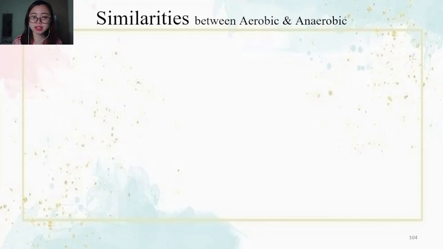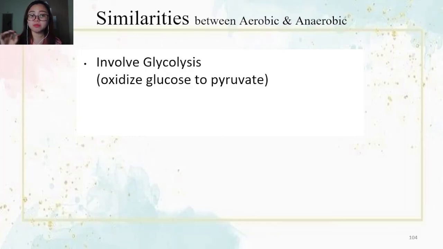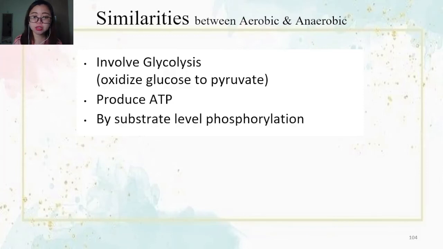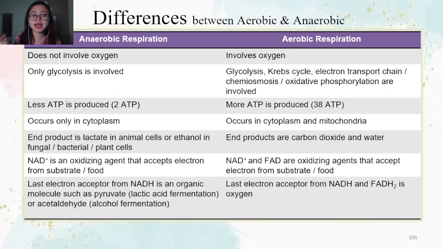So there are similarities between aerobic and anaerobic respiration, of course. And those similarities are both aerobic and anaerobic respiration would involve glycolysis, which is the oxidation of glucose into pyruvate. Both of them will produce ATP. Both of them will produce ATP by substrate level phosphorylation. But there are more differences for us to compare.